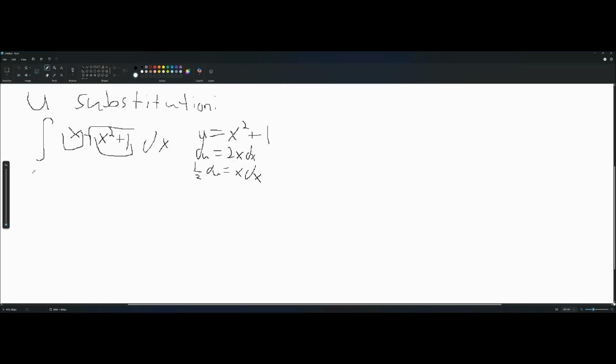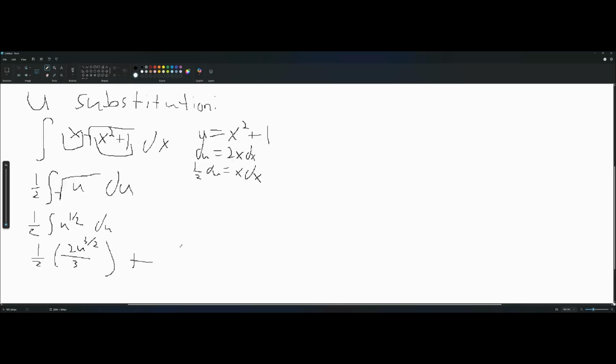So essentially, this is just 1/2 times the integral of the square root of u du. Okay? And now we can easily evaluate this. This is just 1/2 times the integral of u to the 1/2 du. Add 1, and we get 1/2 times 2u to the 3/2 over 3 plus c.